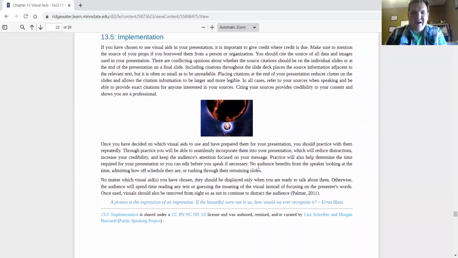Then this last here on implementation. If you have chosen to use visual aids for your presentation, it's important to give credit where credit is due. So make sure you mention the source of your props or the images. You're citing those sources appropriately. You're citing the other content appropriately. I often cite my data at the bottom of the slide. So it's on the same slide the information's from.